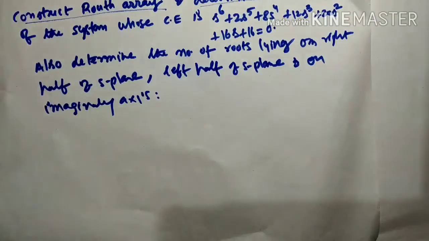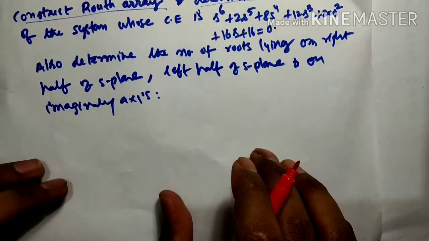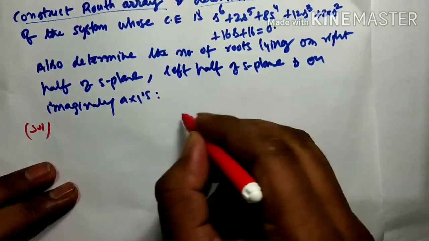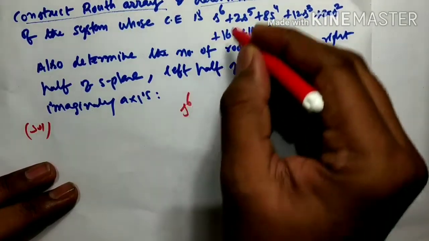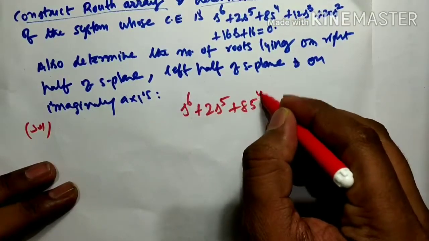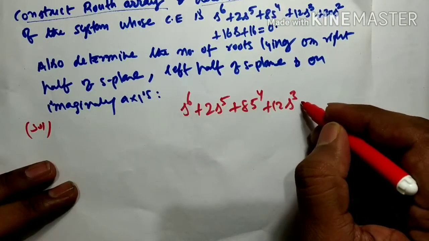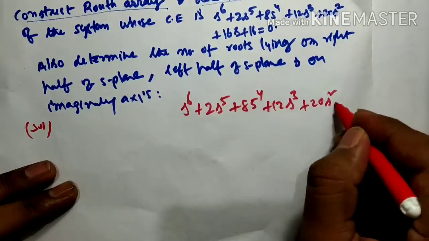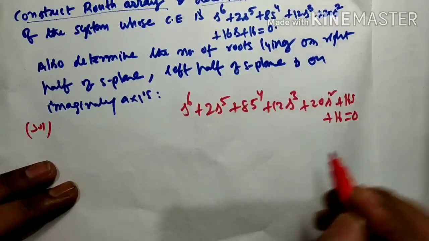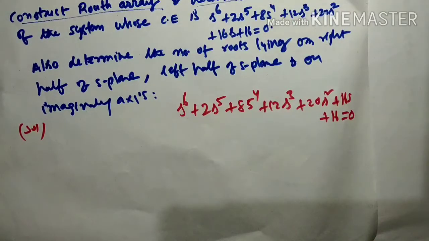So you just follow the Routh array formulation. First, what is the characteristic equation? The characteristic equation is s power 6 plus 2 s power 5 plus 8 s power 4 plus 12 s power 3 plus 20 s square plus 16 s plus 16 is equal to 0. Now we have to form the Routh array from this equation.